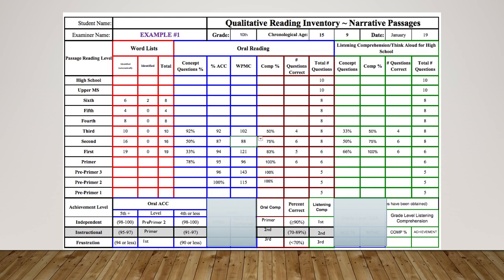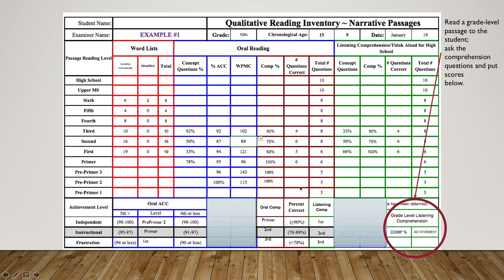All right, we have one more thing that we need to do as far as comprehension goes, and that is this right here. Grade level listening comprehension: you simply choose a passage that matches the grade level of the student you're testing. So because we have a 10th grader, we would choose a high school passage. You read it to them and ask the comprehension questions. And then down here you put what his percentage was, and then whether that was independent, instructional, or frustration.